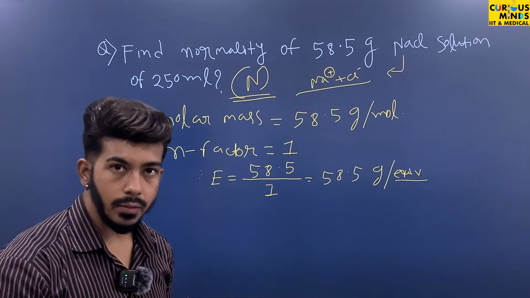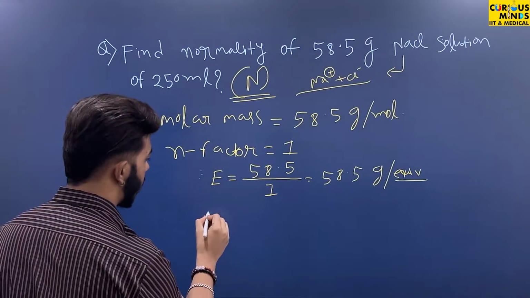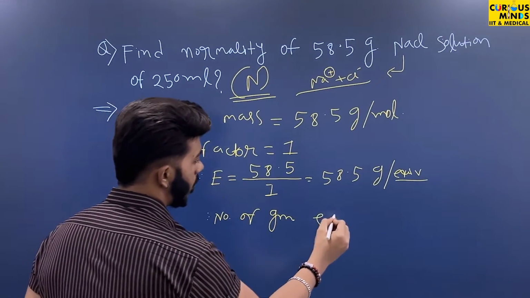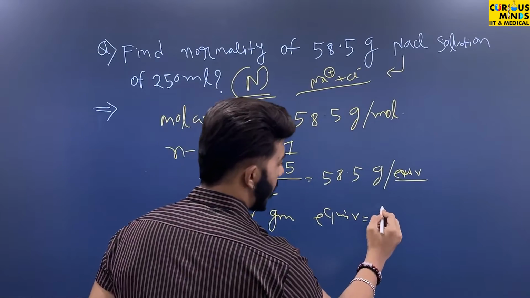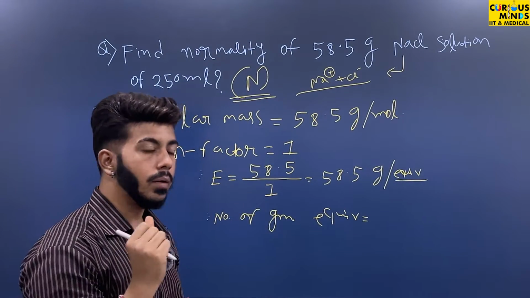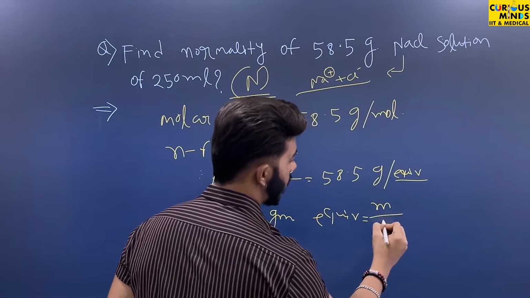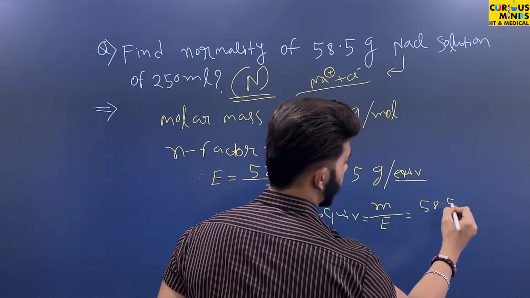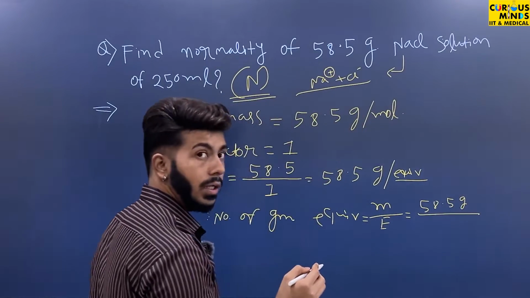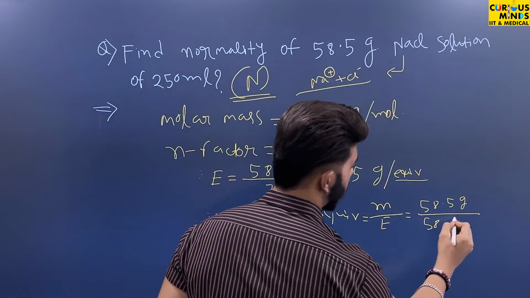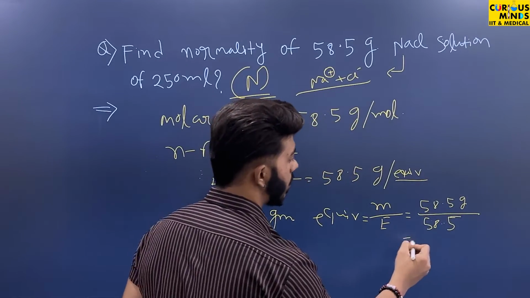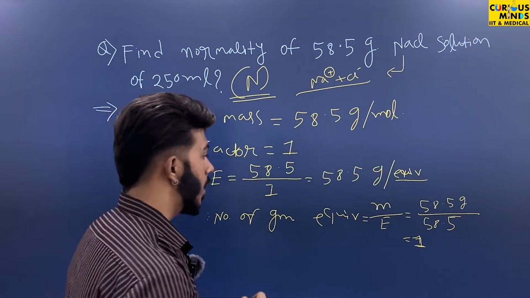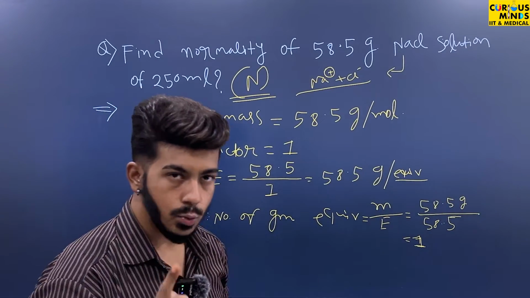As soon as I got the equivalent mass, we can find the number of gram equivalents. Therefore, the number of gram equivalents will be mass over equivalent mass, that is, the mass given in the question over the equivalent mass. What is the mass given? 58.5 gram by कितना होगा? E है 58.5 also, gram per equivalent, right? So it will be 1. Number of gram equivalents कितना आया? 1.